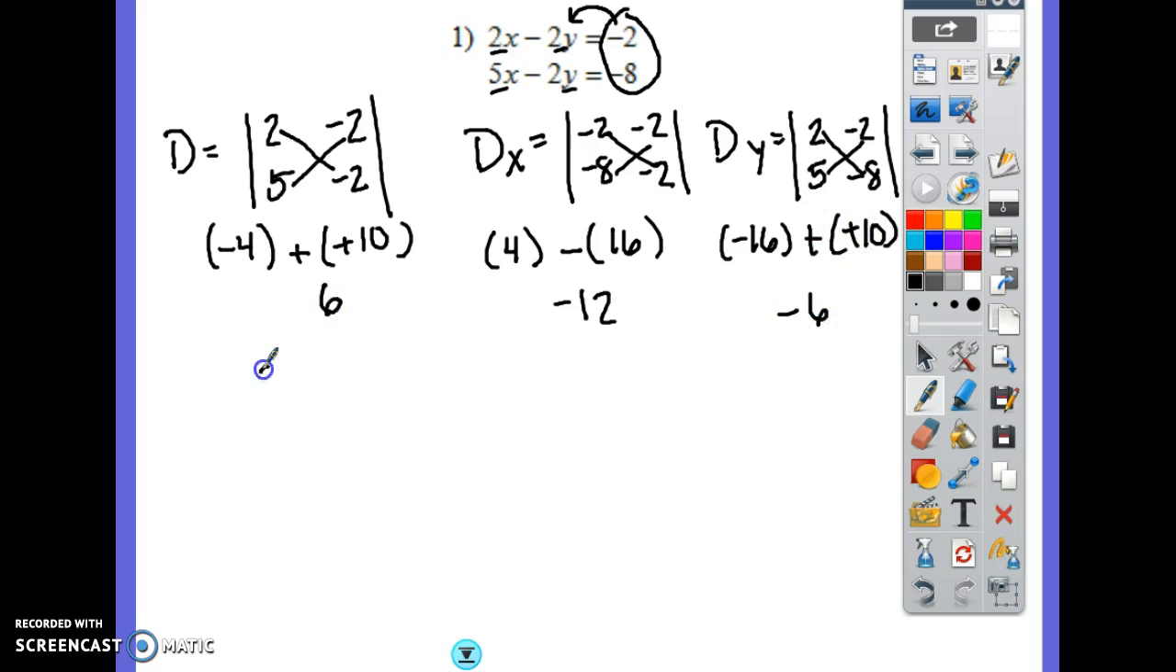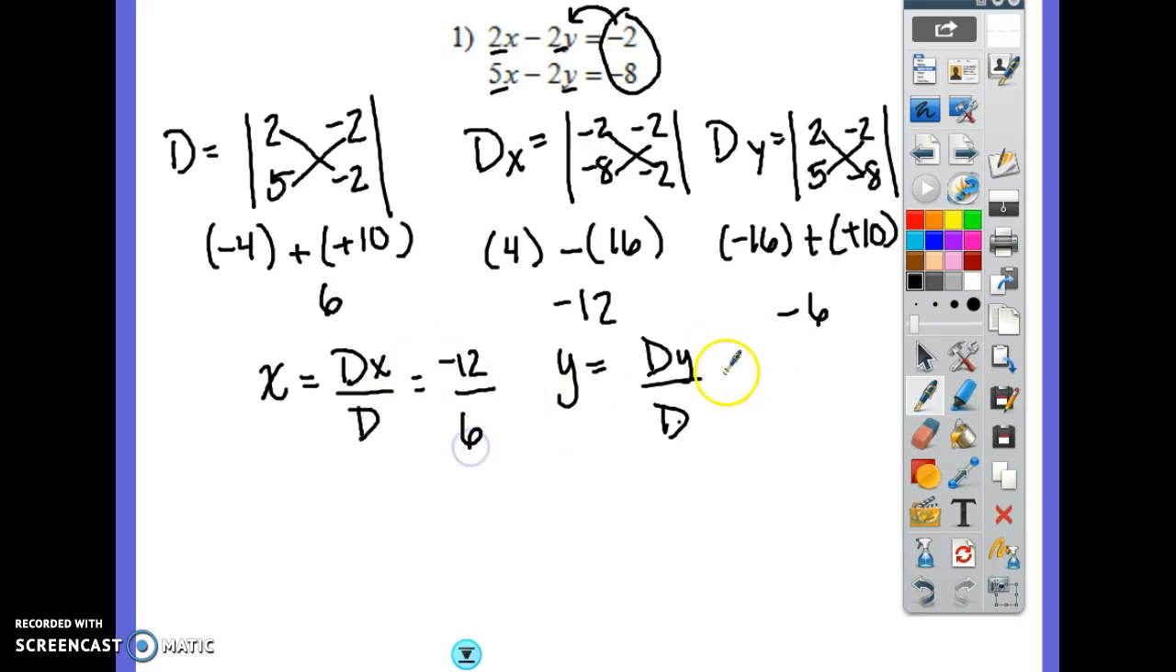So now, to actually find the value of x, it's the determinant of the x matrix over the coefficient matrix, and to find y, it's the determinant of the y matrix over the coefficient matrix. So d of x is negative 12 over 6. d of y is negative 6 over 6. So x is equal to negative 2, y is equal to negative 1. So the solution to my system is negative 2, negative 1.